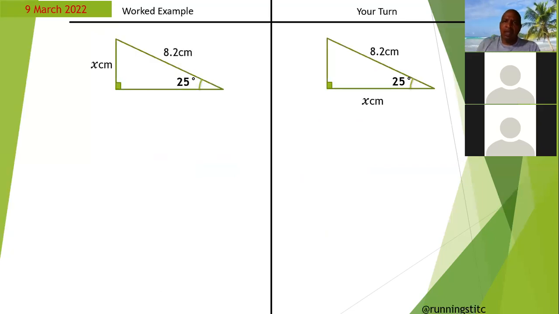Now, here we have two questions, and what we'll be looking at is trying to find the side which is marked X, but we have to decide which ratio we're going to use. All right, so I want you to walk me through these two examples, and then you'll get an opportunity to try some on your own.